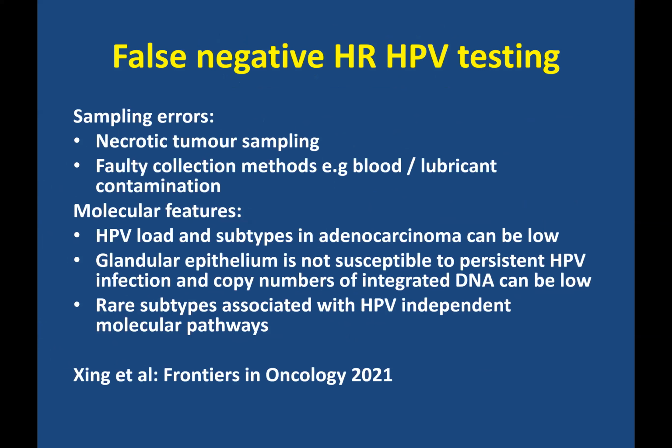Even in those high-risk HPV positive high-grade CGIN groups, sometimes you get false negative high-risk HPV testing, and there are a number of reasons for this. First of all, you can actually have an invasive tumour and it's necrotic, and you can have sampling errors with that, potentially blood and lubricant contamination. I am not a virologist, but a number of papers will talk about molecular features. HPV load and subtypes in adenocarcinoma can be low. The glandular epithelium may not be susceptible to persistent HPV infection, and copy numbers can also be low. And of course, I've already touched upon the rare subtypes associated with HPV-independent molecular pathways.